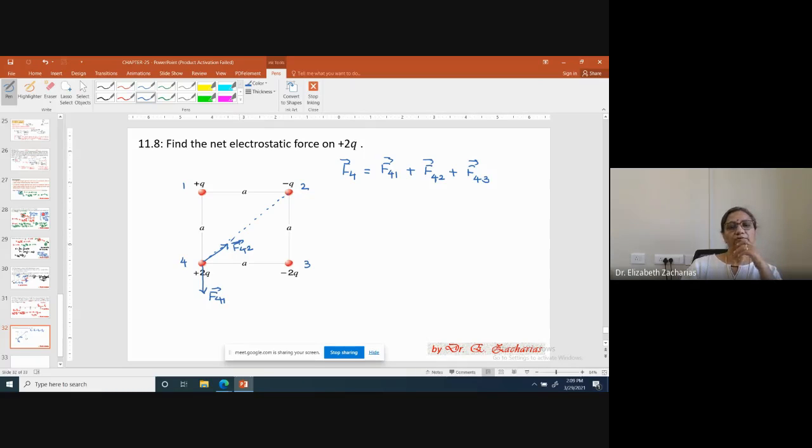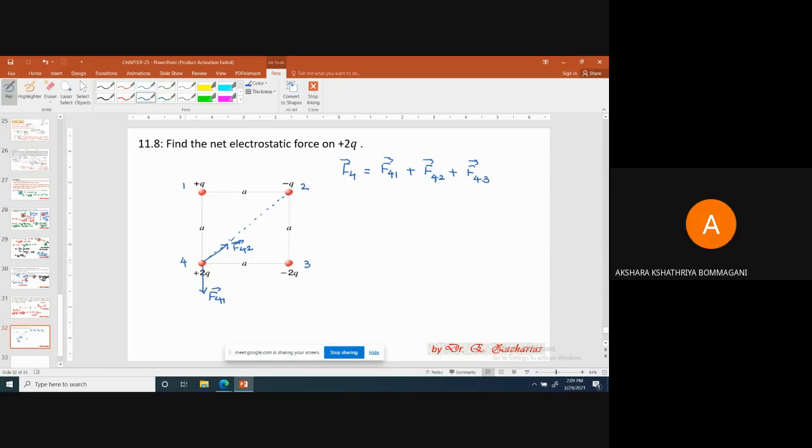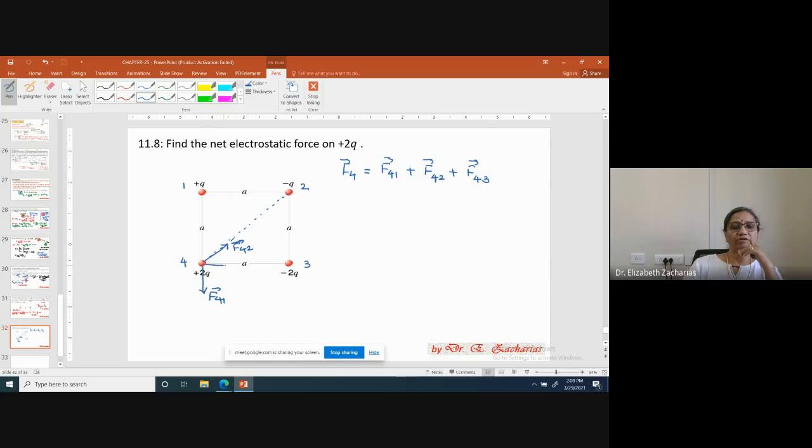Then, what is the third one? The third one is between 4 and 3. Will it be attractive? Yes, attractive. Okay, so let's put that F43. Now we have to immediately give a direction. Let's call this the I cap direction. Let's call this the J cap direction.